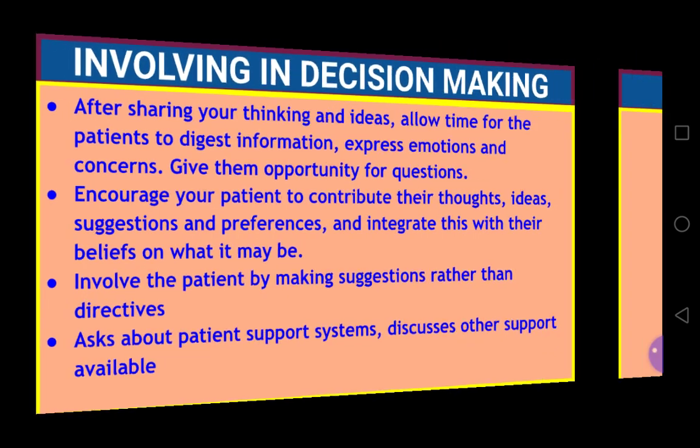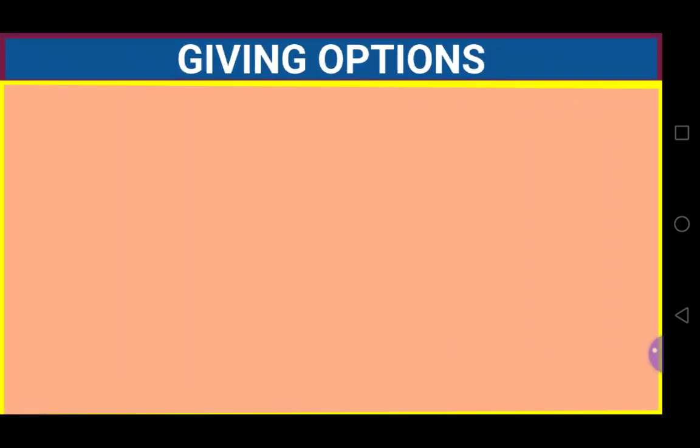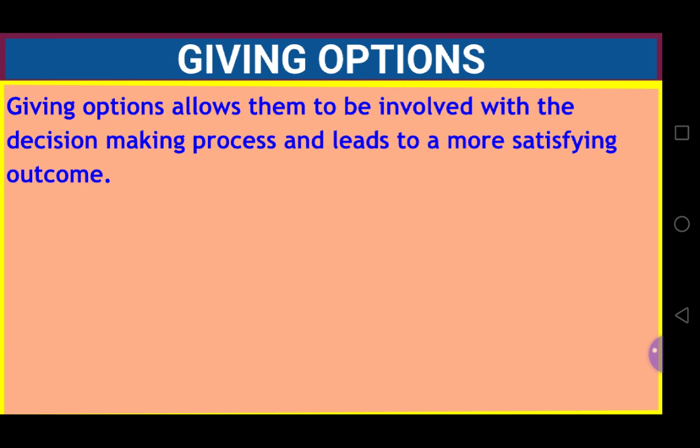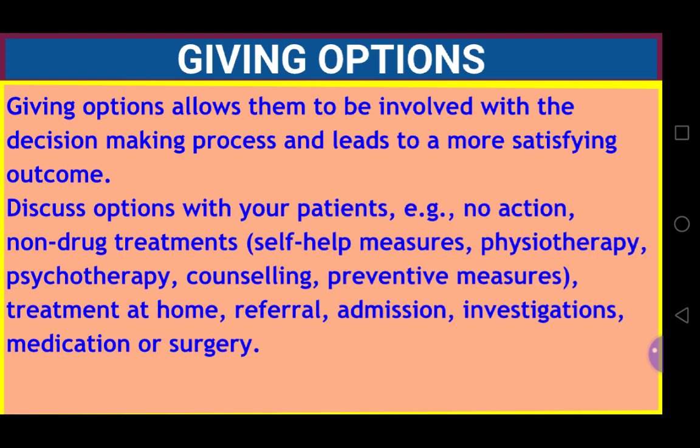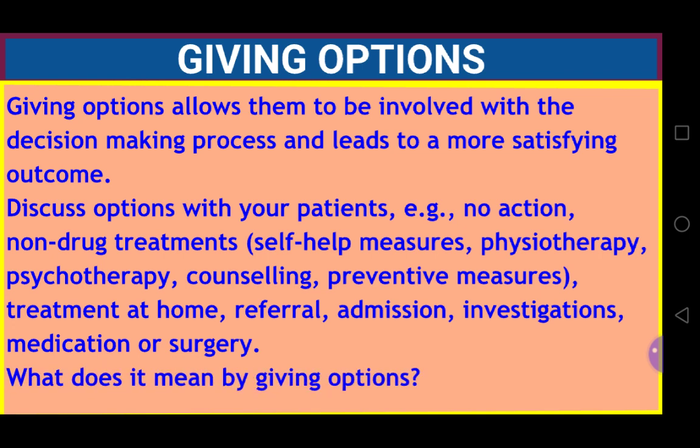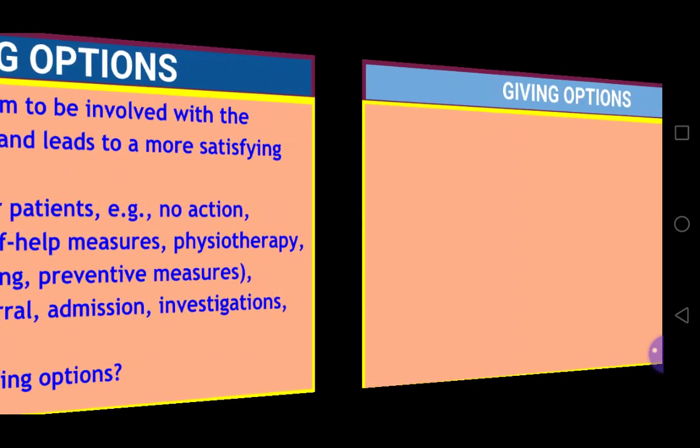Another important thing is giving options to your patient. It allows them to be involved with the decision making process and leads to a more satisfying outcome. Discuss options with your patients. For example, no action is needed or non-drug treatments such as self-help measures, physiotherapy, psychotherapy, counseling, preventive measures. Tell your patient all these options are available. Tell your patient that treatment at home or referral or admission or investigations or medication or surgery, these options are available.